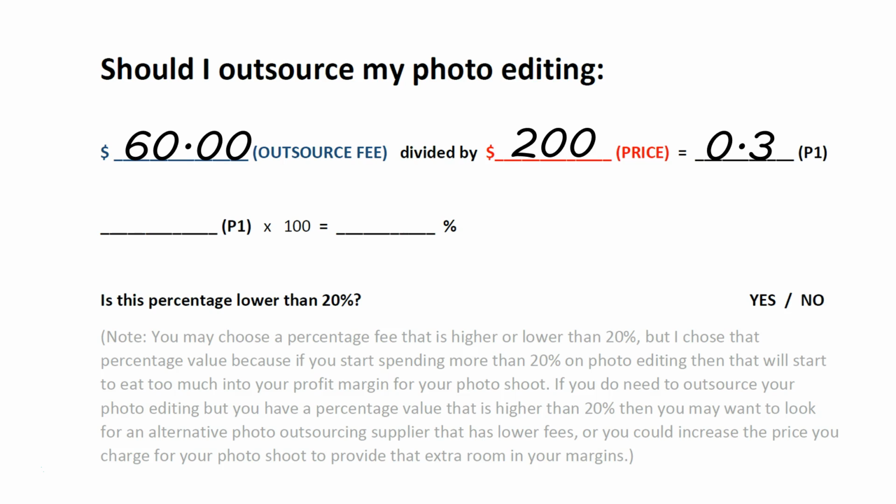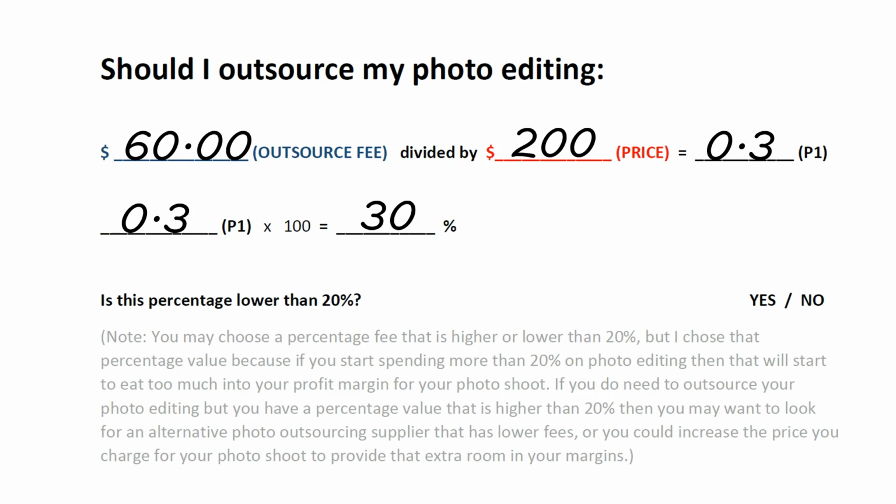Okay, now we want to calculate a percentage value. So take that value you just wrote down, just that number, and for me that was 0.3. Write that in there and then multiply that number by 100 to work out what percentage of our photo shoot price we should be spending on photo editing if we outsourced it all to someone else. So for me, that comes down to 30%. Now, does that make sense? So what we know now is that based on these numbers, I would be spending 30% of my photo shoot fee to have a photo editing company do the editing for me.